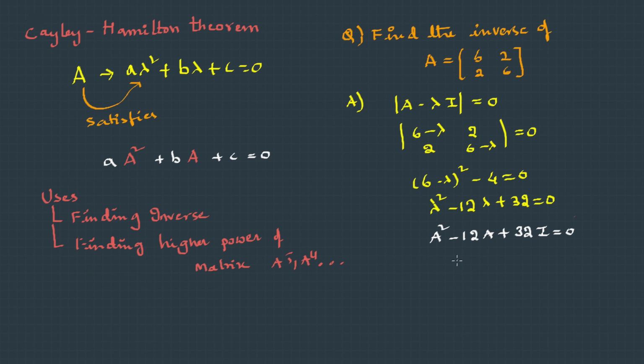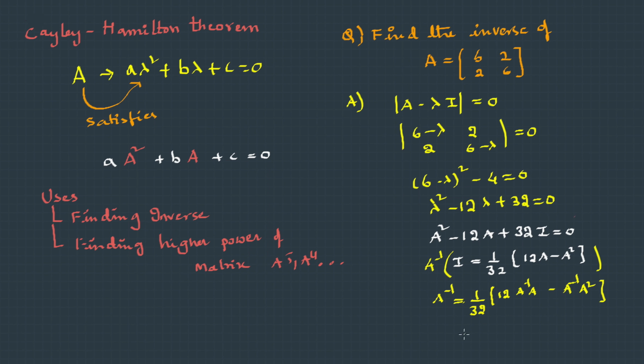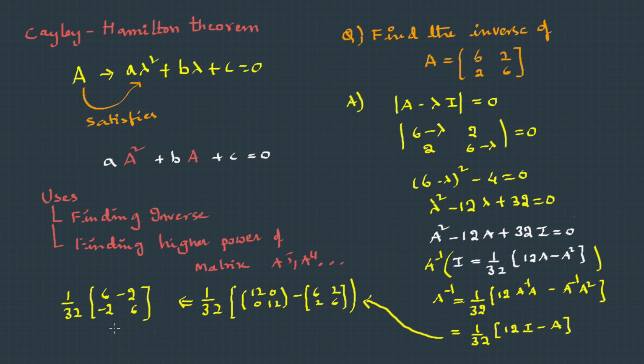If I take everything on the other side, I can write I equals 1 by 32 into 12A minus A square. For this, let me multiply A inverse on both sides. This equation becomes A inverse equals 1 by 32 into (A inverse into 12A minus A inverse into A square). This is 1 by 32 into (12I minus A). Let me write this over here. Once we substitute the A, we get 1 by 32 into [6 -2; -2 6]. That's how we find the inverse of a matrix using the Cayley-Hamilton theorem.